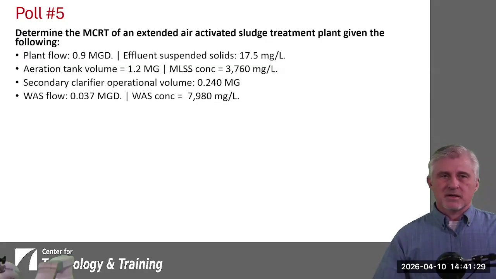Mixed liquor suspended solids concentration of 3,760 parts per million. Secondary clarifier operational volume of 0.24 MG, waste activated sludge flow 0.037 million gallons a day, and the waste activated sludge concentration of 7,980 parts per million.